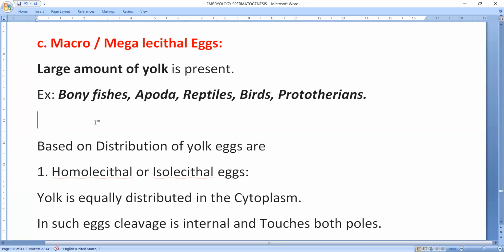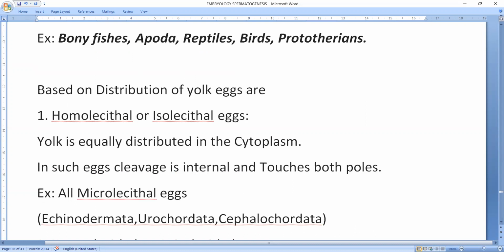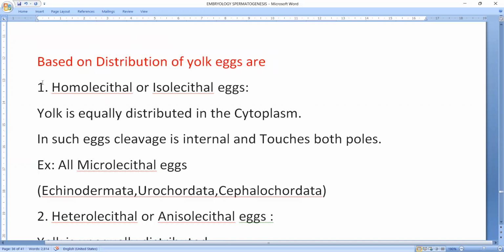Right. So that is based on the size of the yolk. Okay, so then based on the distribution of the yolk, the eggs are basically of 2 types.